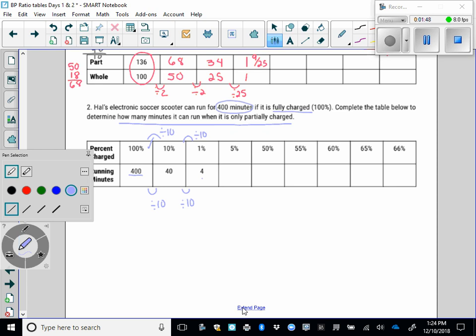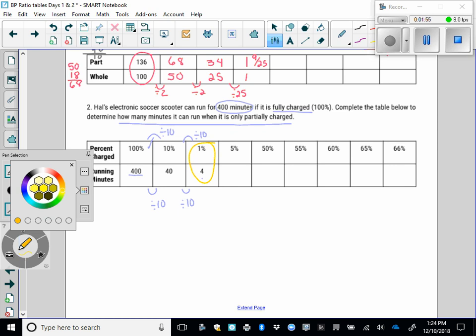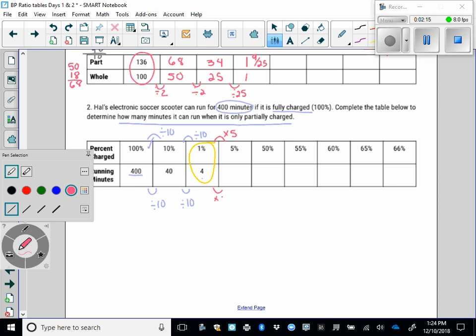That's really a useful thing to know. That's kind of what we call a unit rate. So I'm going to circle that. We might use this a little bit here and there later as we talk about what a unit rate is. So just keep your eye on that. Now we're going to get to 5%, so you could multiply by 5. That's one way. Or you could have divided by 2, and you would have gotten the same thing. So 5% will give you 20 minutes.